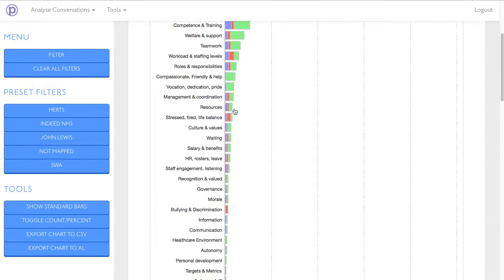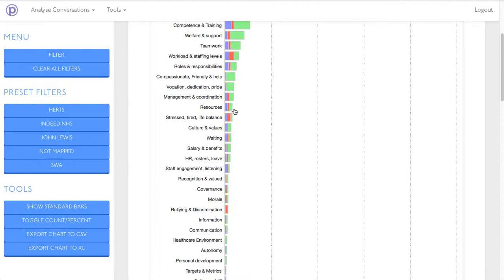Salaries and benefits, well, that's fairly obviously all about money and perks and benefits and all that sort of stuff. HR rosters and leave. HR is about how my day-to-day life is organised. Is it a mess? Can I get my holidays booked in? Can I get my days off booked in, or is it a bit of a mess? Does HR make any reference to human resource, HR, management, rosters and leave?